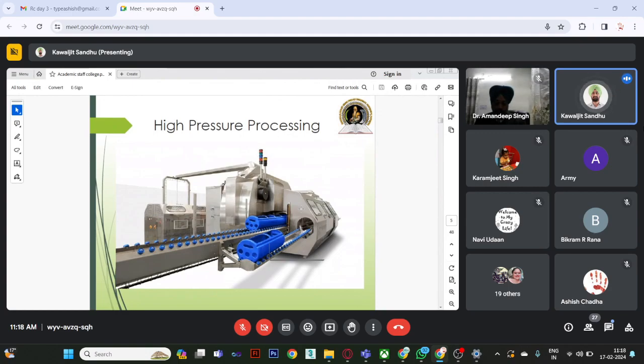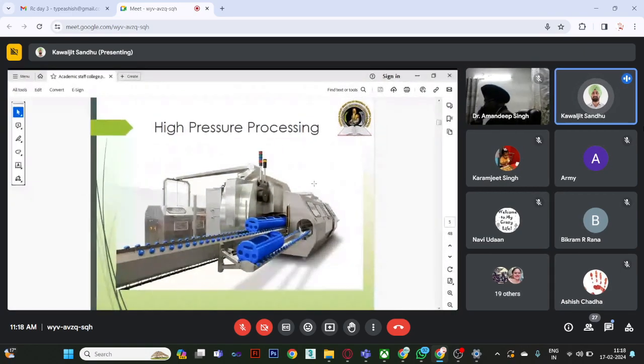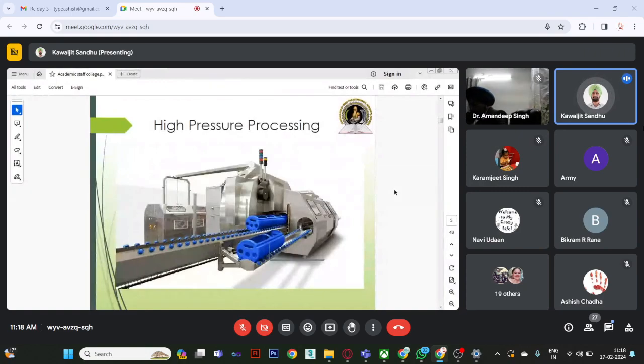So we have food that is very rich in vitamins, very rich in antioxidants, and very rich in other components that are very good for our health. So this is a very revolutionary technique. In coming years, you will find food which is high pressure processed, maybe expensive because this technique is very new and a bit expensive.